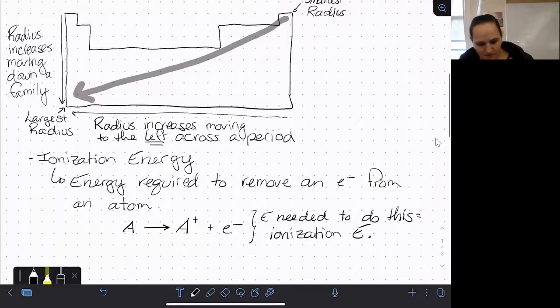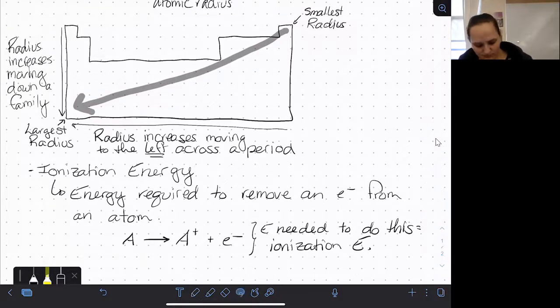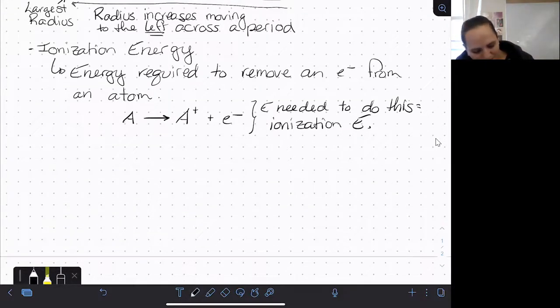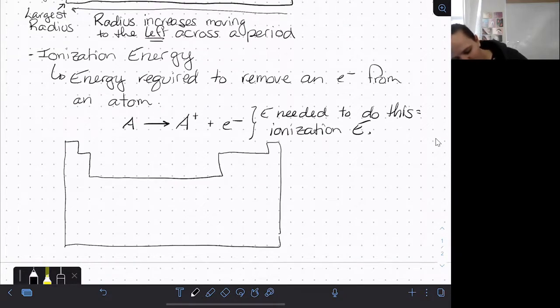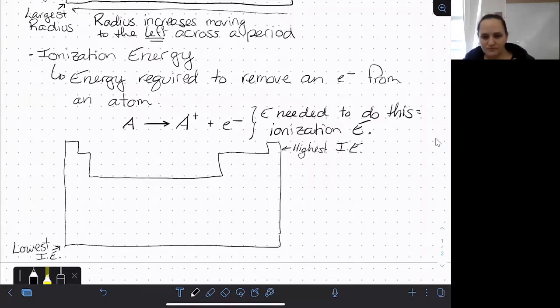Ionization energy, I'll just draw it again, is actually highest at the top of the periodic table and to the right of the periodic table. So it is opposite the radius trend that we just talked about. The lowest ionization energy, which I am going to abbreviate IE, is down here. Highest ionization energy is up here.